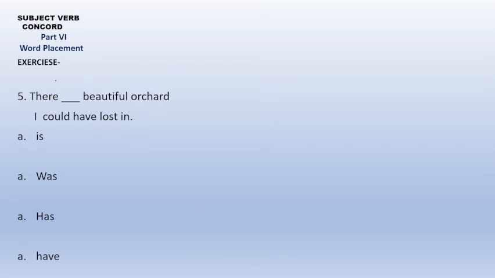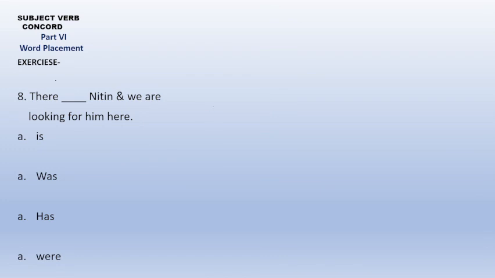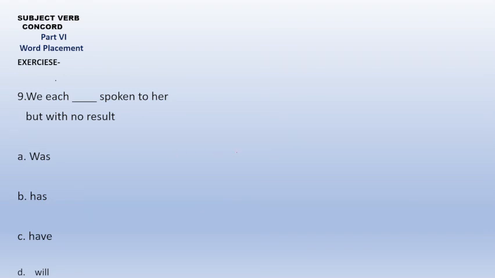There dash a beautiful orchard, orchard that is singular number. There is a beautiful orchard. There dash Nitin and we are looking for him. There is Nitin and we are looking for him here. We dash spoken to her but with no reason. We each have, because the subject is we.